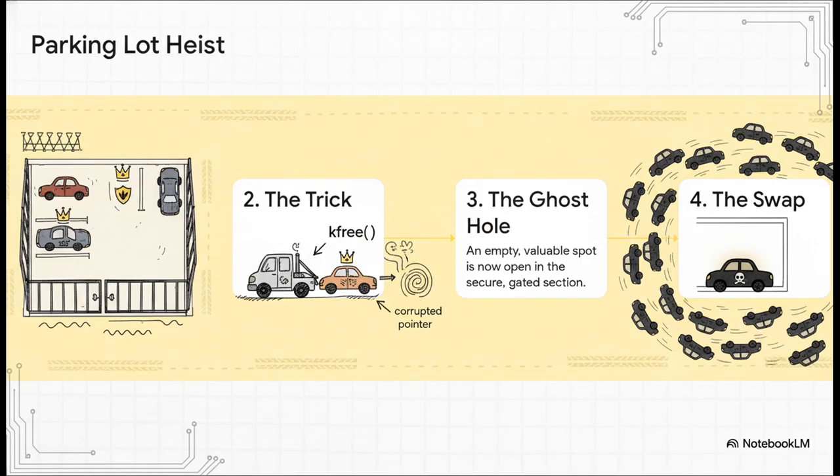Using a tiny bug, you slip the valet a fake parking stub that points to one of those VIP cars. The valet, just doing its job, goes and tows that VIP car away. And just like that, you've created a perfect empty spot, a ghost hole, right in the middle of the most secure part of the lot. So what's next? You flood the entrance with your own cars, and the parking allocator, just trying to be efficient, sees that beautiful empty VIP spot and waves your car right in.